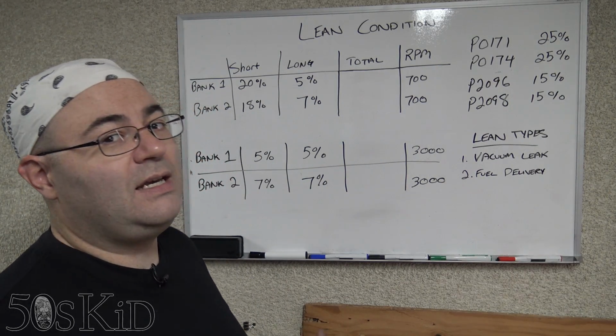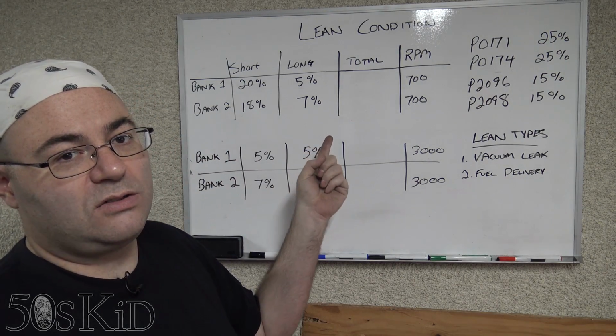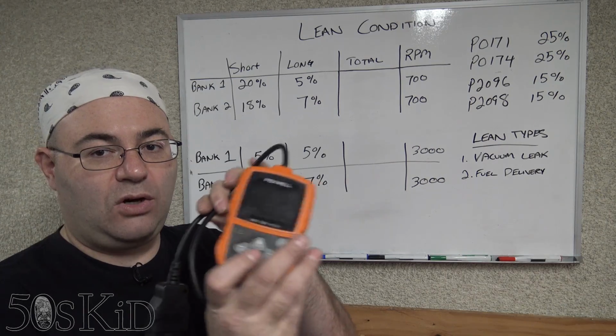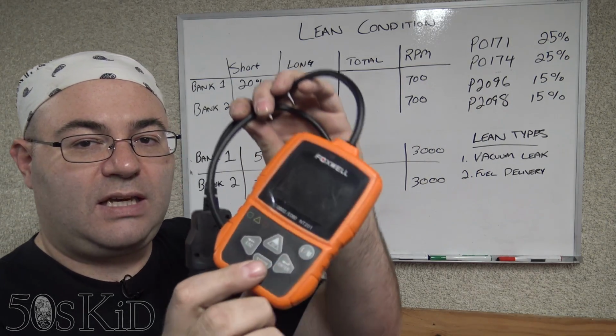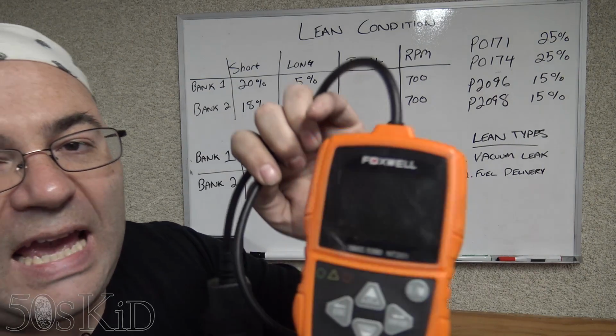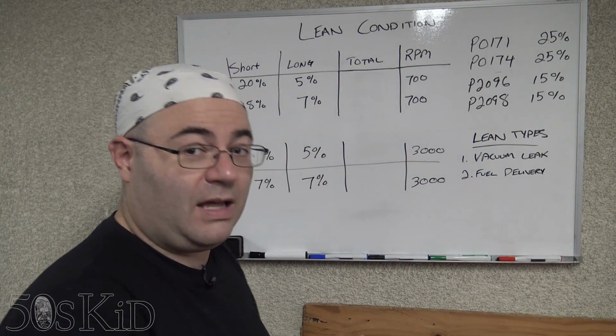The way you do that is you look at fuel trims, and fuel trims come in short and long-term fuel trims, okay? The way you read them is you get a code reader that could actually give you live data. So I've done a review on this Foxwell NT201. It's a really inexpensive way to actually get live data.